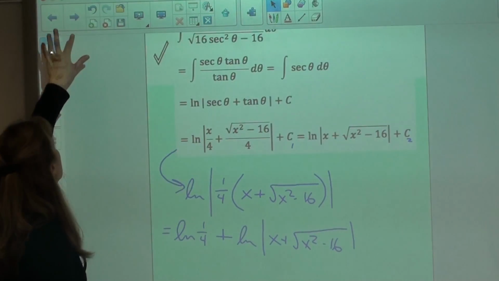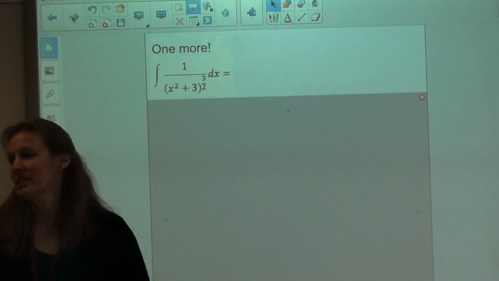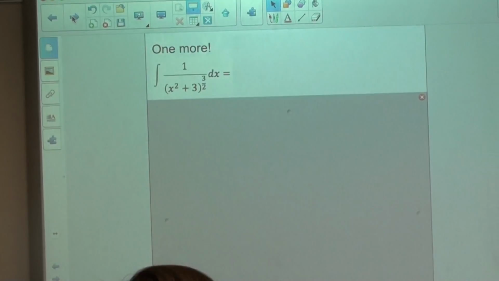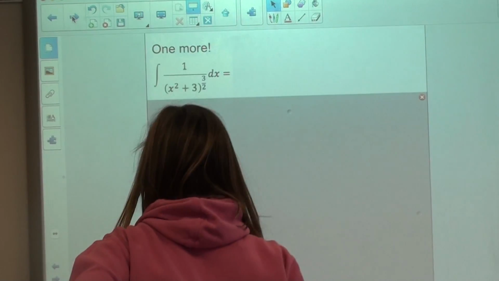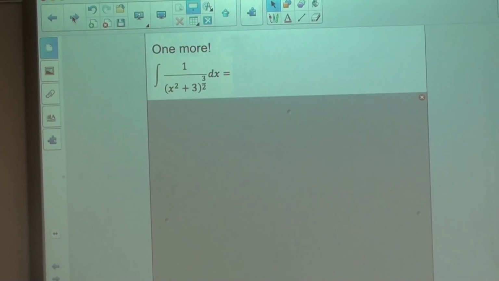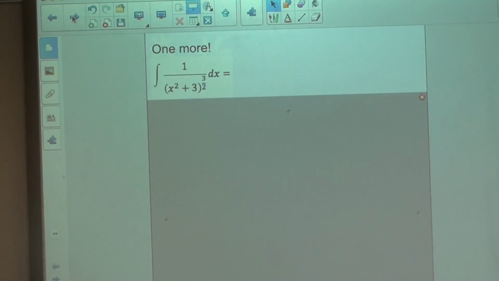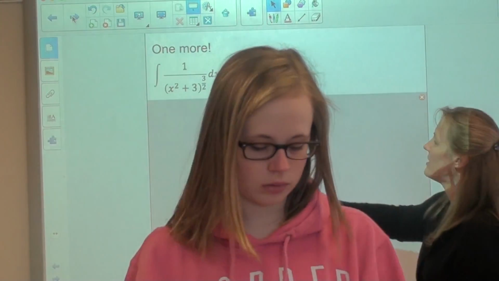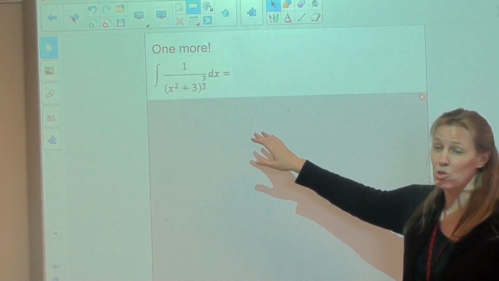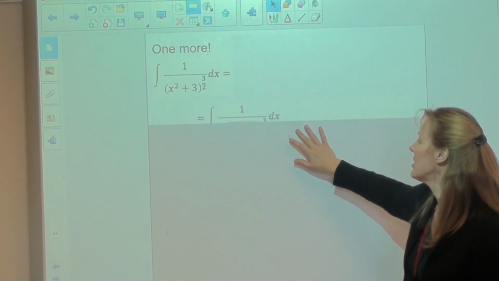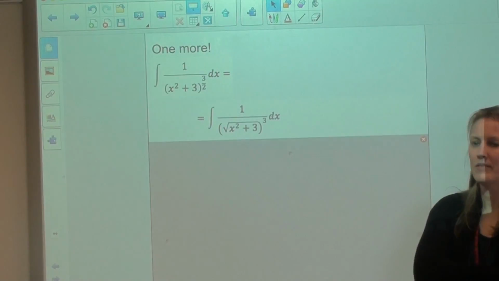Okay, good. One more time, and then when we come back from lunch, we will do a BC review problem. This is 1 over the quantity x squared plus 3 to the 3/2 power. I'm going to give you a little hint on how to start it. We need that root, so think of this as that.